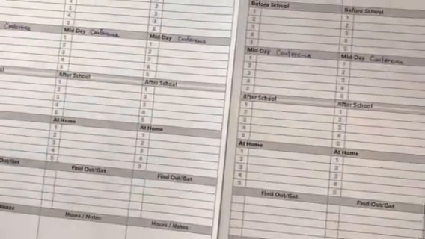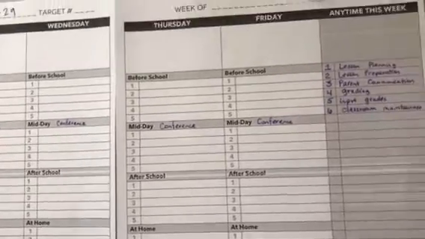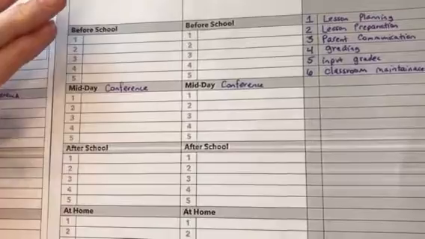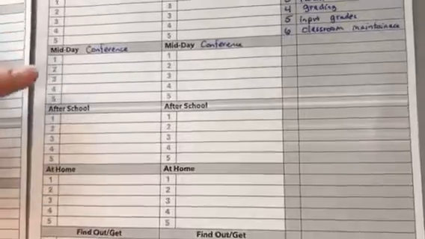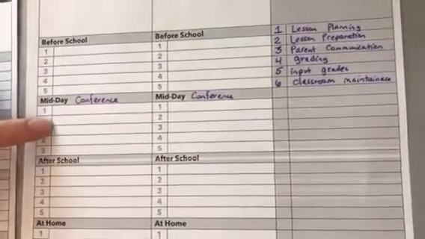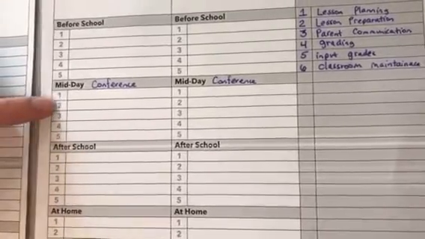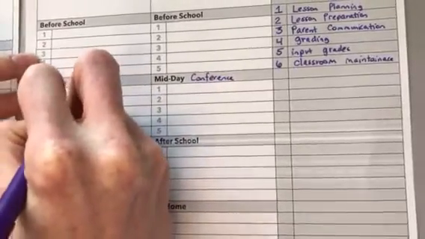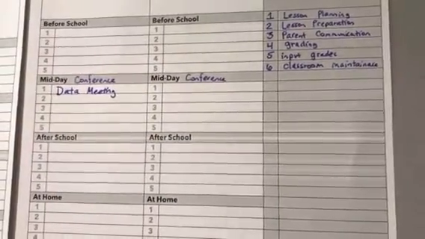Okay. So if I'm a 4th grade teacher, I know that I have my weekly data meeting with Ms. Taylor on Thursday. So you can see Thursday has before school, during the school day, after school, and then at home. Your planner might be set up similar to this. So during the midday is when I'm writing things that I will get done during my conference time. For this conference period, I know on Thursday that I will be in a meeting. So I'm just going to write data meeting in my Thursday block of time.